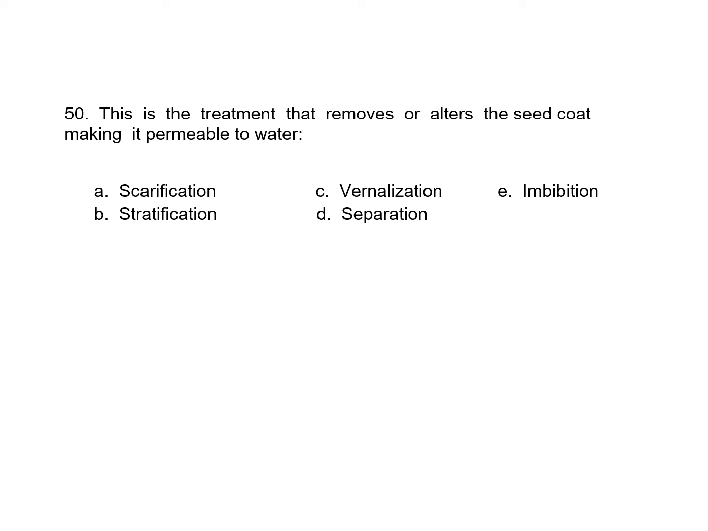Number 50. This is a treatment that removes or alters the seed coat, making it permeable to water. A, scarification, B, stratification, C, vernalization, D, separation, E, imbibition. The answer is scarification.